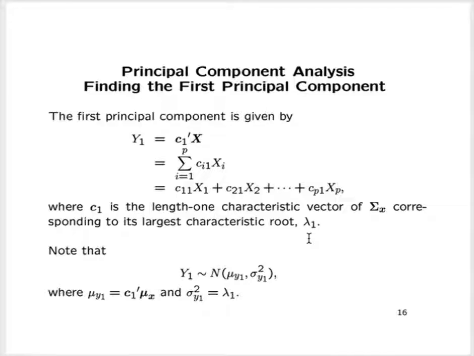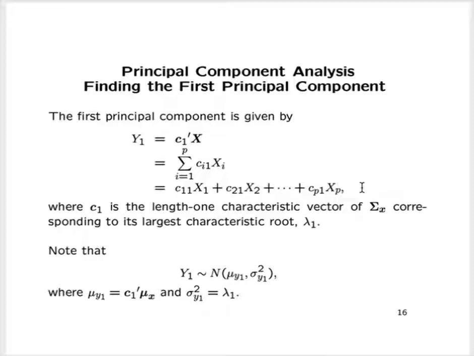So again, to find the first principal component for this distribution, we look to the covariance matrix. We find the largest characteristic root of that covariance matrix, cap sig. That largest characteristic root is denoted lambda 1. Corresponding to lambda 1, there is a length 1 characteristic vector, C1, of cap sig. And it is that coefficient vector, C1, that characteristic vector, from which we get these coefficients that we use to construct the linear combination of the original variables. So that is how we obtain the first principal component.